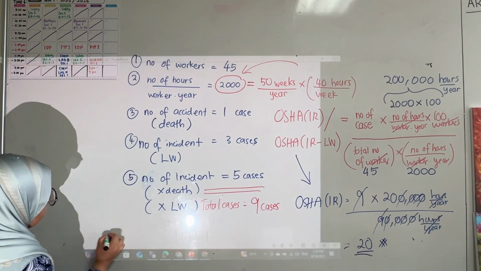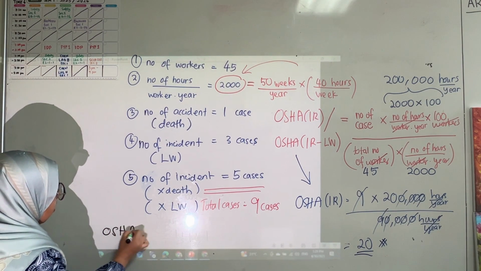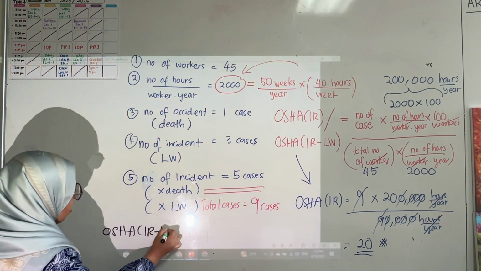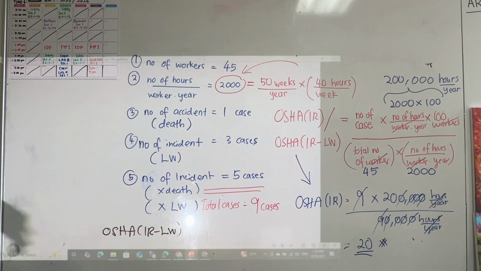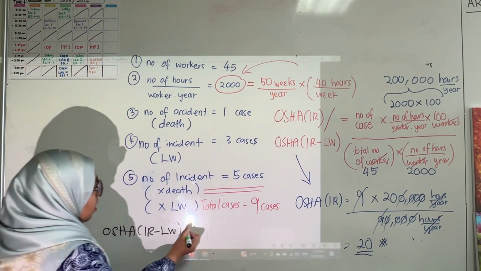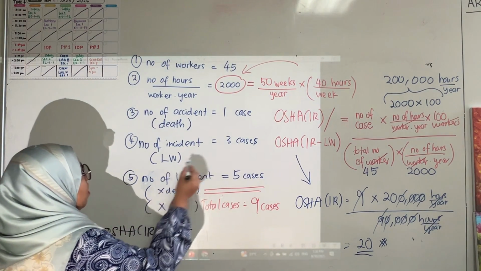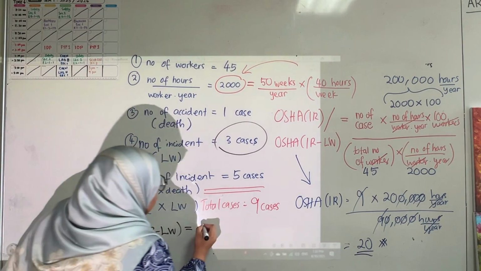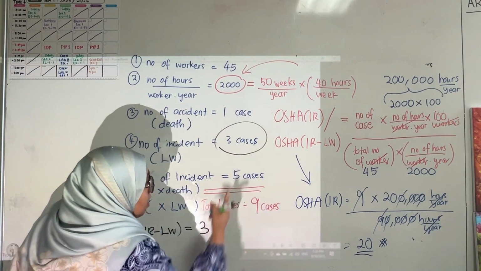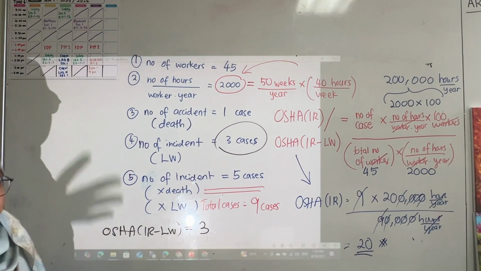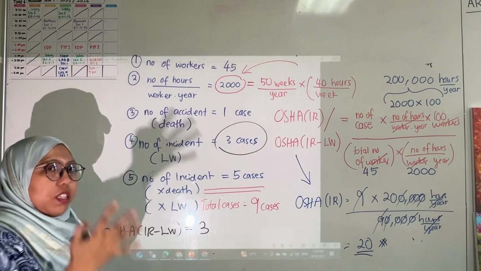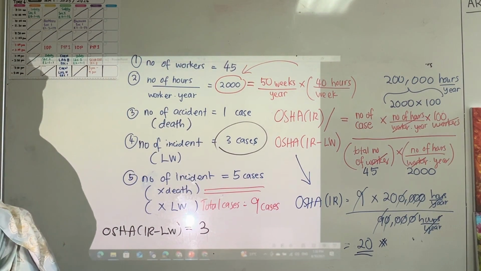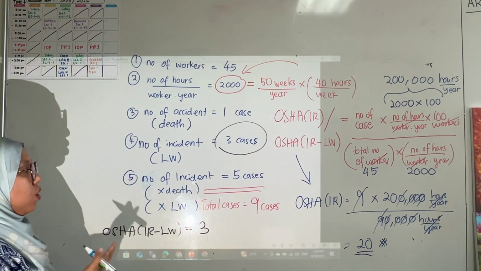So for the OSHA incident rate for cases that lead to lost work days, which one? This one. We have 3 cases. So 3. As I said, there is the OSHA incident rate and the OSHA incident rate specific to incidents that cause lost work days.